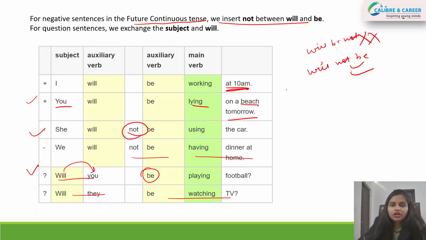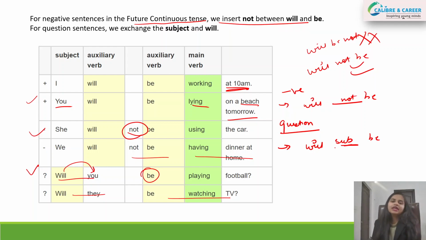See, in your negative sentences, you will say will, here not, and here be. But when you are using question sentences, what will you use? You will use will and the subject, and here be will come. Remember that always. Here the subject is there, then will, and then not, and be.